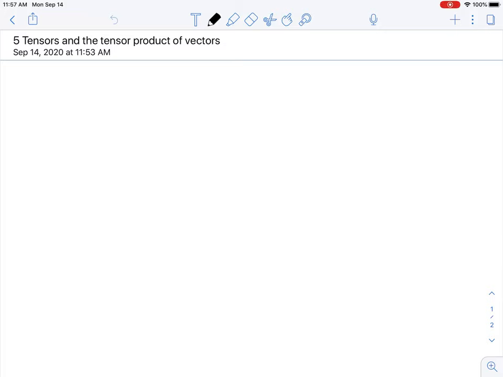Hi everyone. Apart from the cross product, which we'll talk about in a little bit, we finished up our discussion of vector spaces. So now we're going to talk about tensors, which are linear maps from a vector space onto itself, and the tensor product of vectors, which can be used to make tensors.